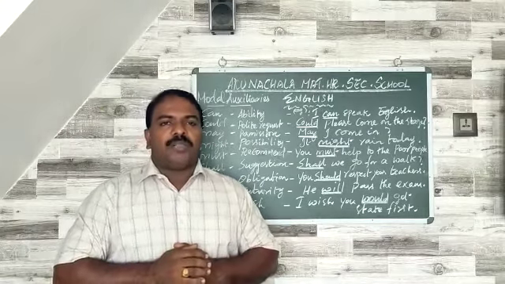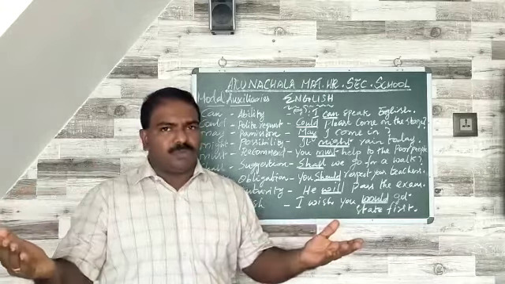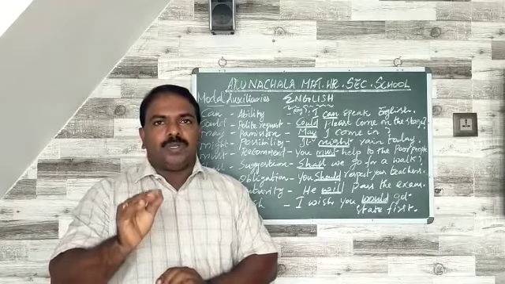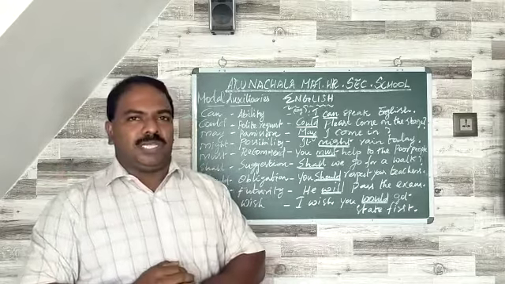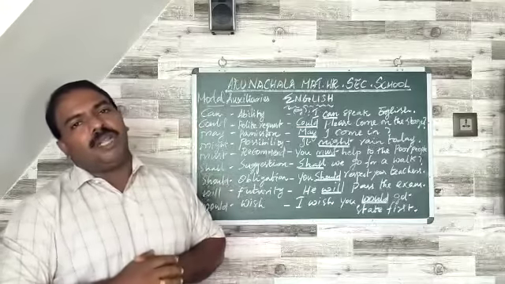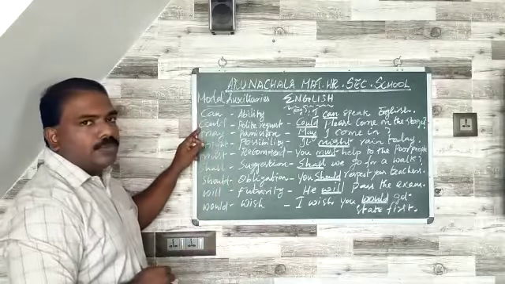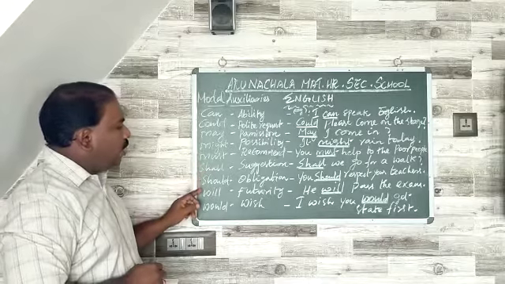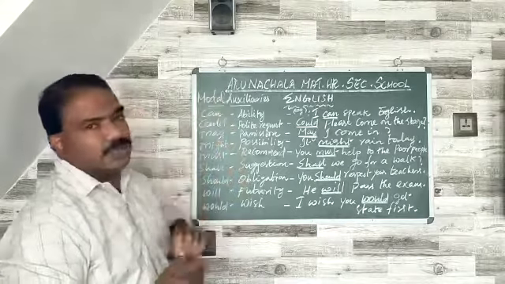Got it? So I repeat, a modal auxiliary is a special auxiliary or helping verb, which is used to denote a particular mood or expression with the subject. The modal auxiliaries are classified into 13. What are they? That is can, could, may, might, must, shall, should, will, would. These are the 9 modal auxiliaries we have to use.